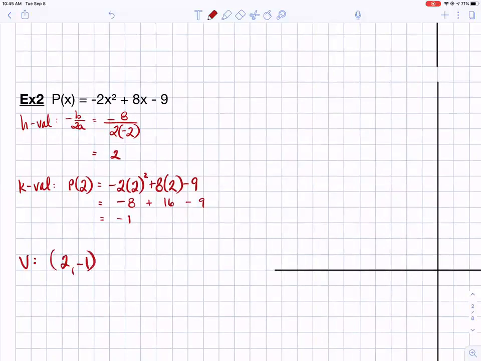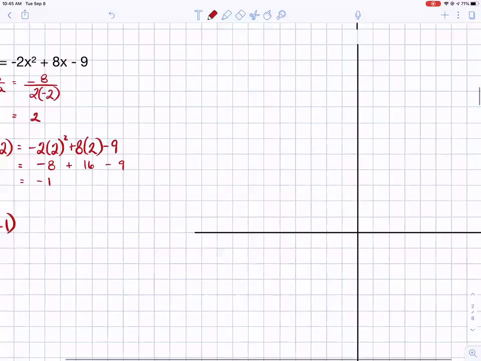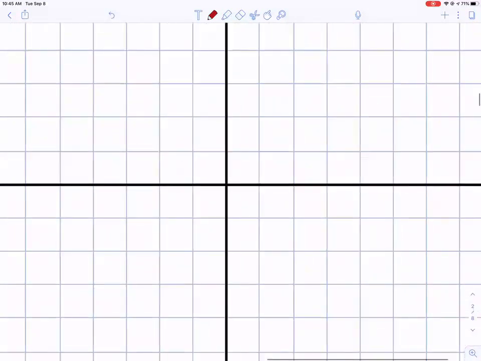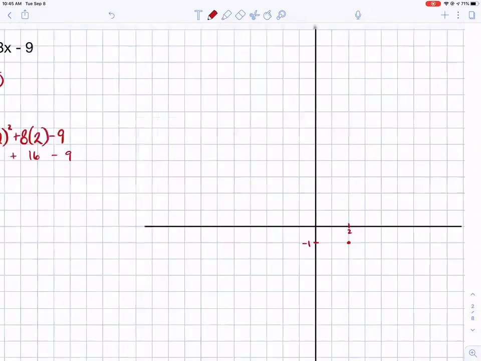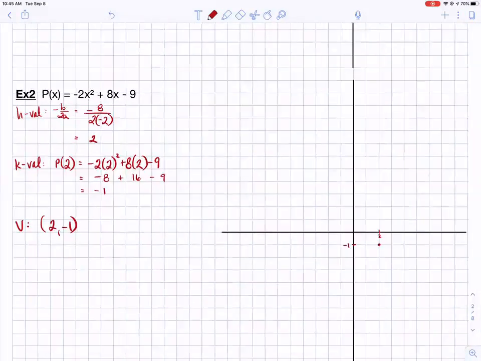Can we go ahead and put that on our graph? We might as well. That's where we are right now. So 2, negative 1. I'll just go normal here. Here's 2. Here's negative 1. So there's my vertex. Okay. So I found my vertex. I also need to get my vertex form.